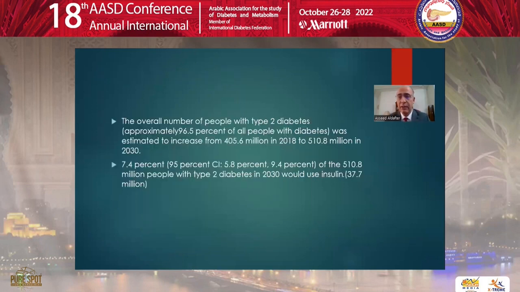If we look at the expected type 2 diabetes, almost 510 million in 2030, 7% of them representing 37 million.